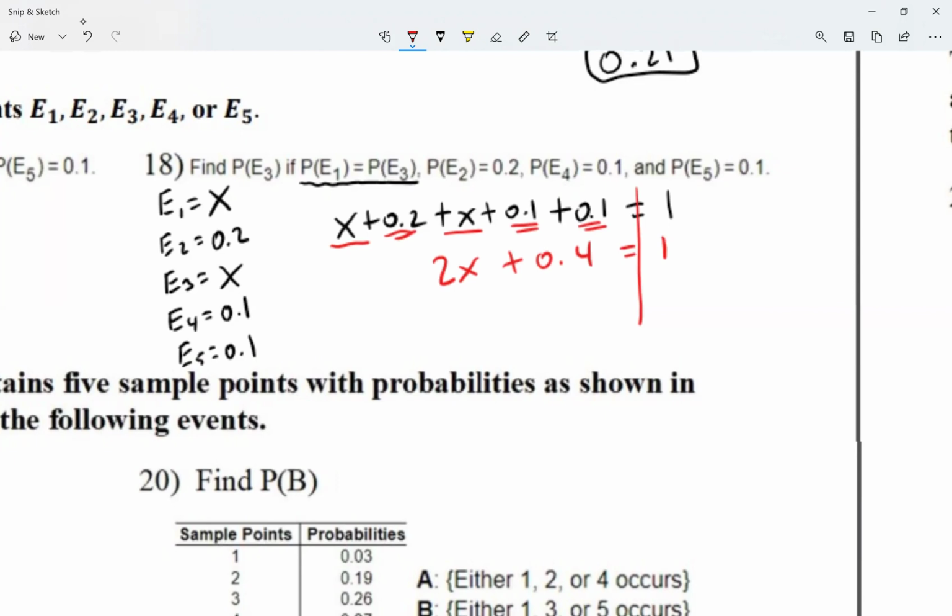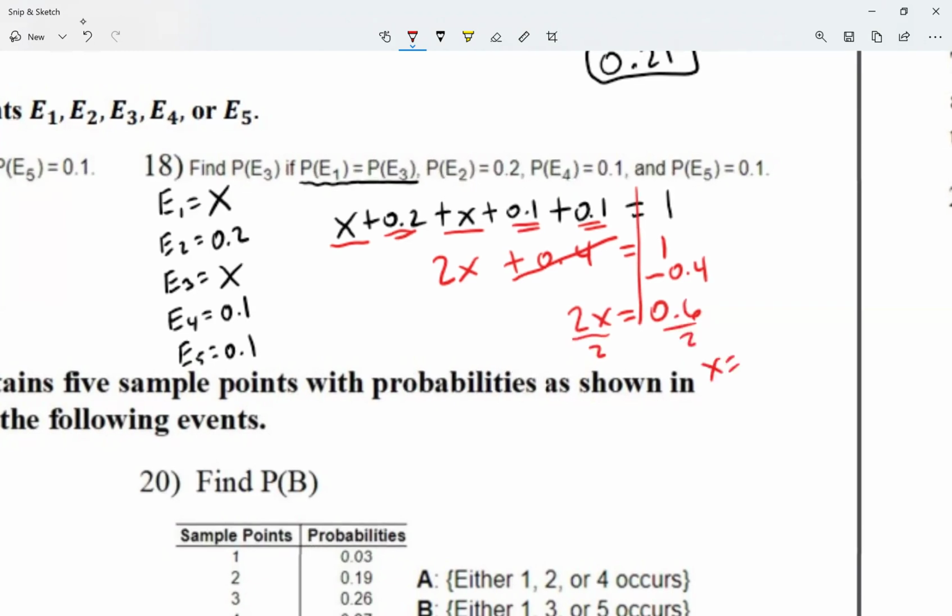So this plus 0.4, let me move it to the other side as a minus 0.4. Don't forget to switch the sign. So I get that 2x is equal to 0.6. So to solve for x, let me divide by 2, and I get that x is equal to 0.3.